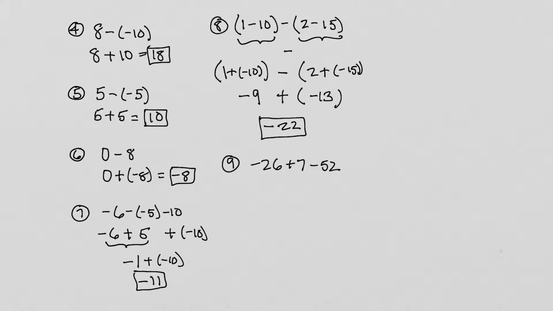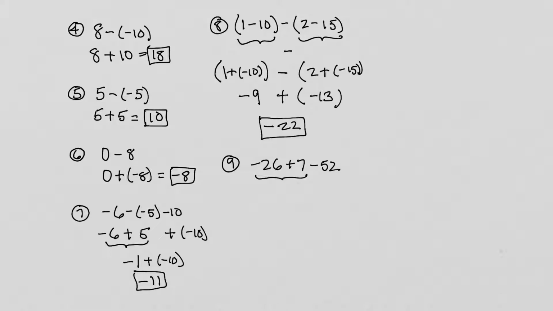Let's try another one. Let's go with negative 26. We're going to add 7. Then from that result, that sum, we're going to subtract 52. So working two at a time, we'll get negative 26 plus 7. Now what we're doing is we're adding two numbers with opposite signs, right? Negative and positive. So we know how to do this.